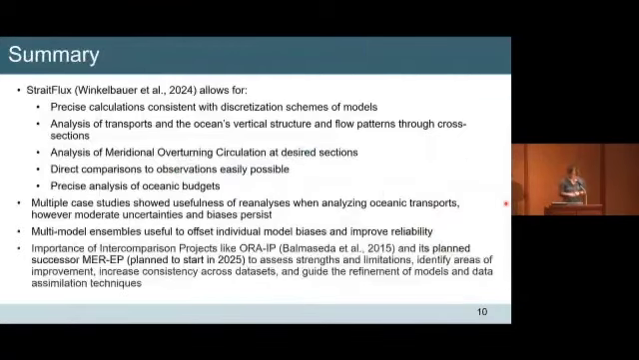Yeah, so summing up quickly, we now have StraitFlux, which really allows for a fast and precise calculation of transports and cross sections and an easy comparison to available observations. It also has a function to quickly calculate the meridional overturning circulation. And we've used it already for multiple case studies and already showed some of the usefulness of the reanalysis, but also found moderate uncertainties and biases which still need further analysis.